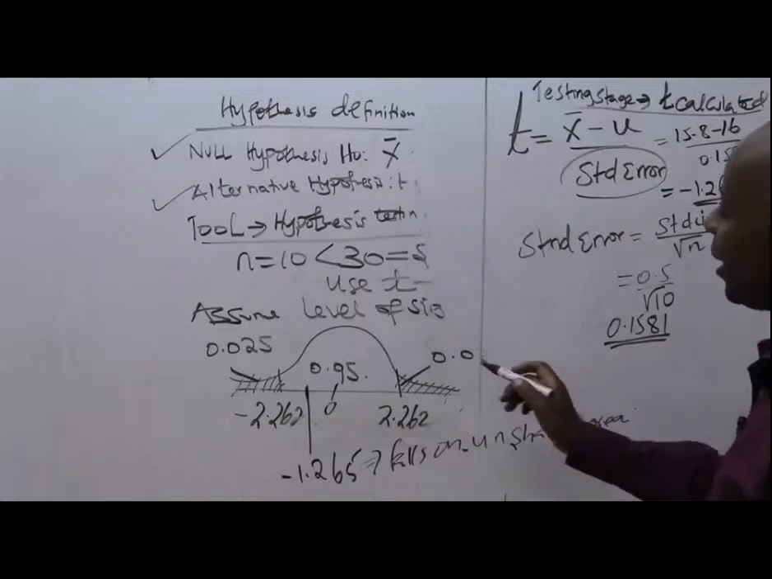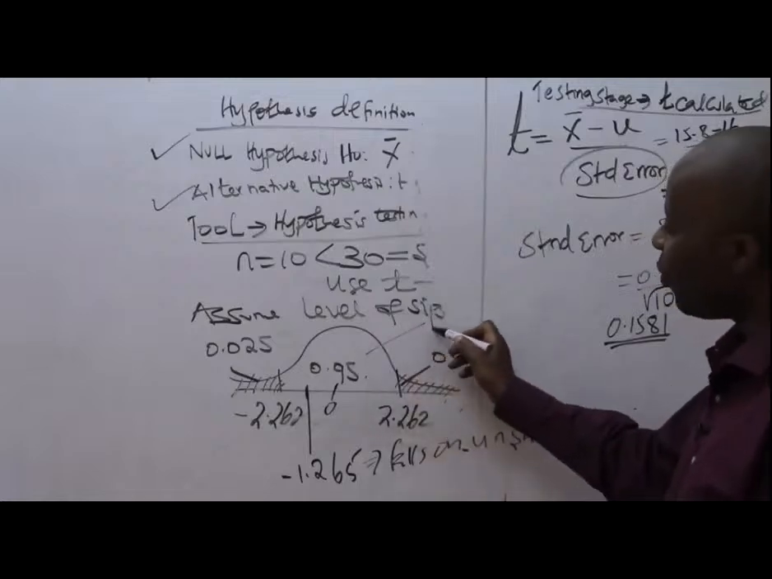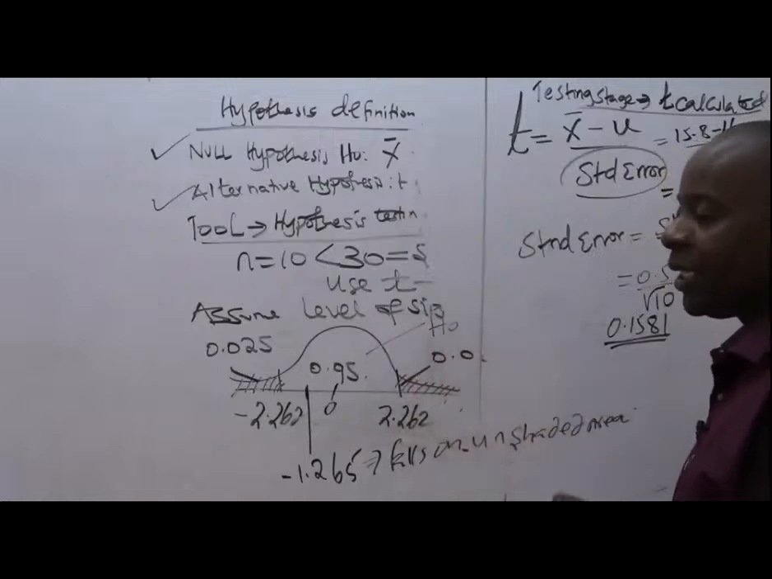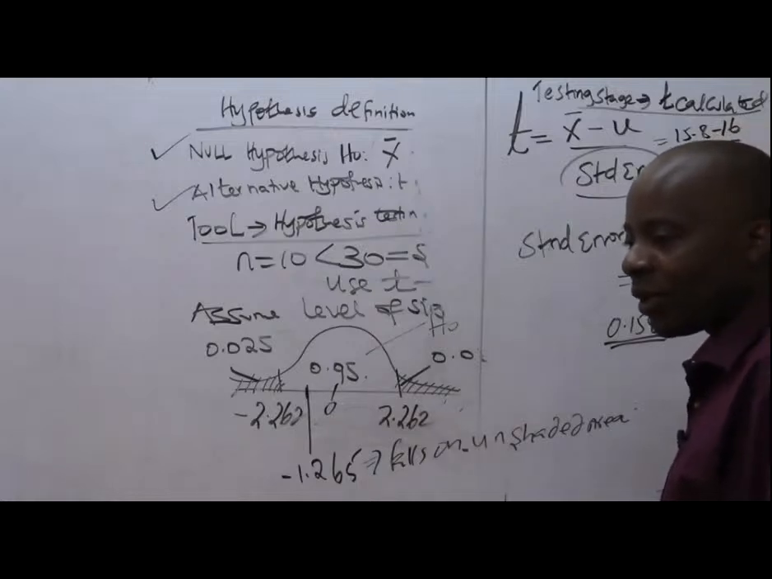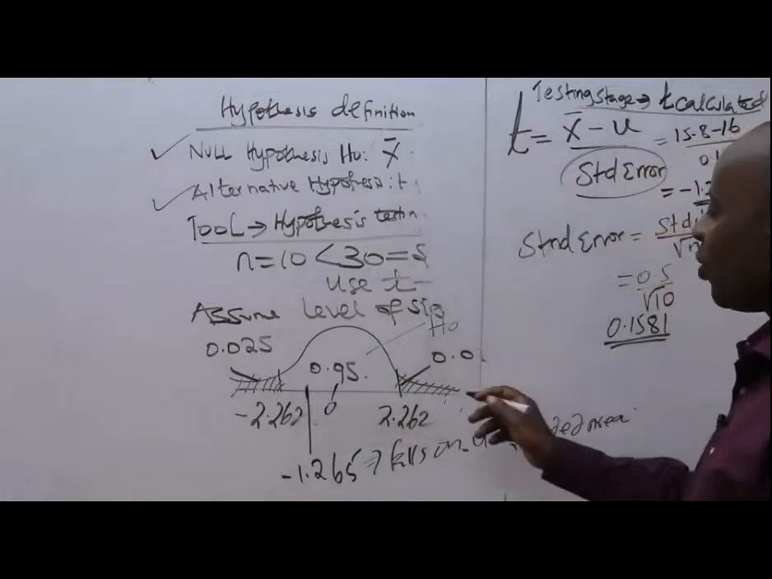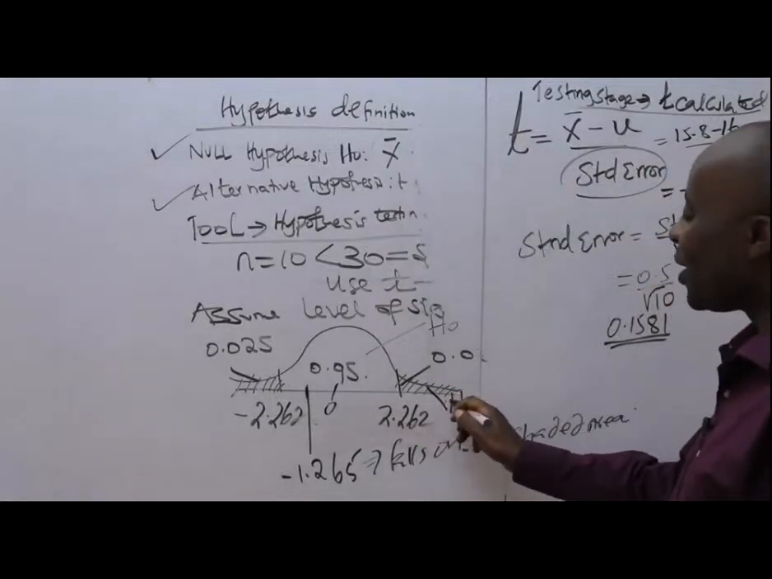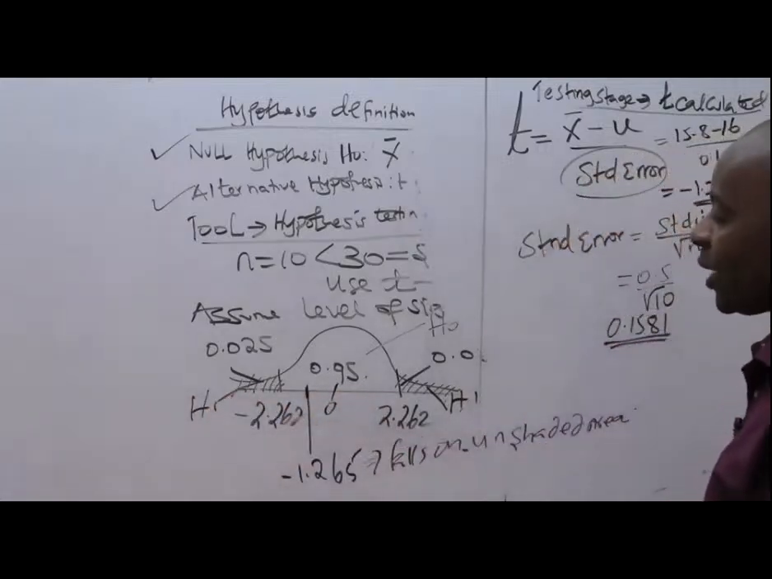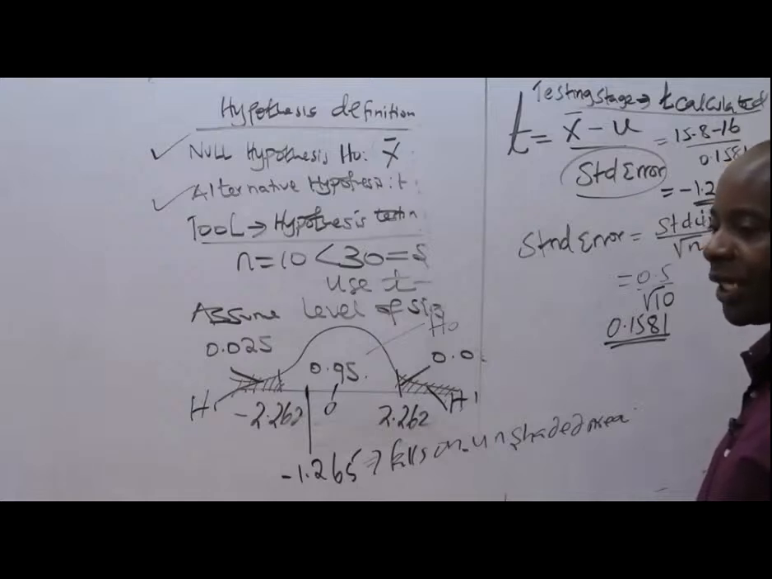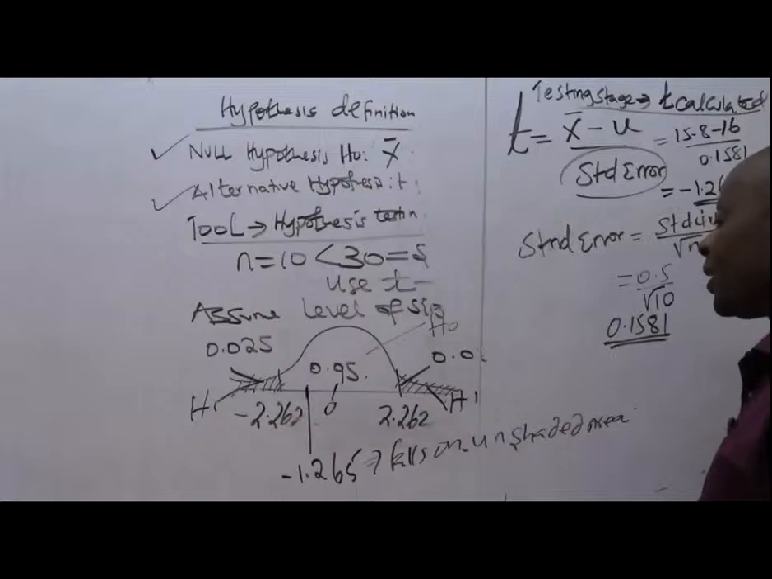And the unshaded area, please mark your territories very well. Unshaded area is what we call H0. Shaded area is always H1. Right? So in this particular case, you've told me that it falls on the unshaded area.